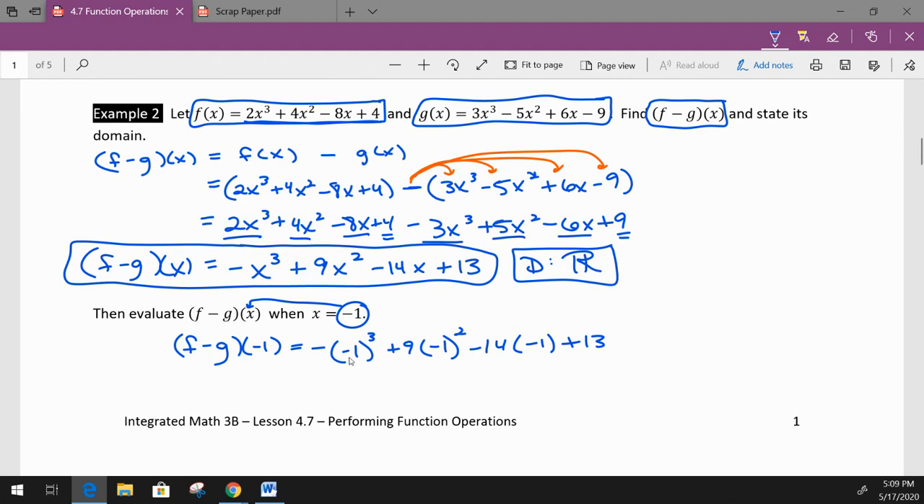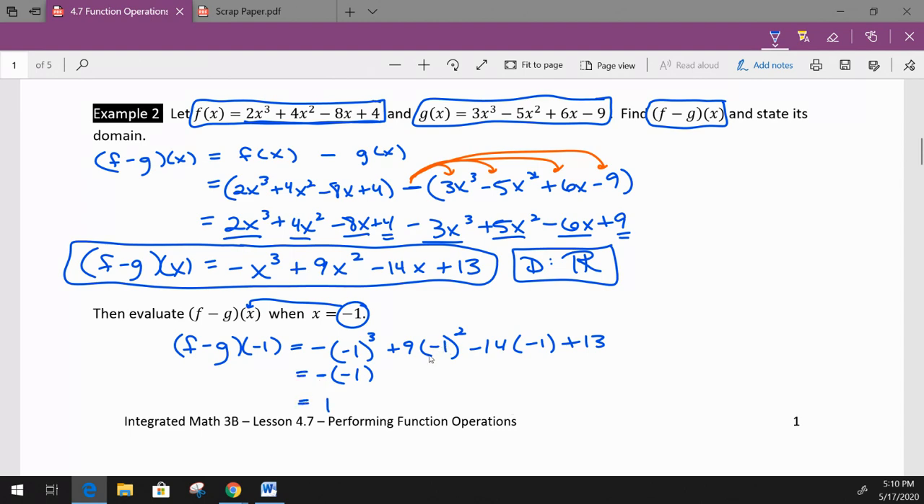Now be careful with -1. When you take a -1 to an odd power, it equals -1. So -1 to the third power is -1. Now you have to multiply it to the negative that's on the outside. But you have to always do exponents before multiplication. So -1 to the third power is -1. Times that -1 will actually end up being positive.